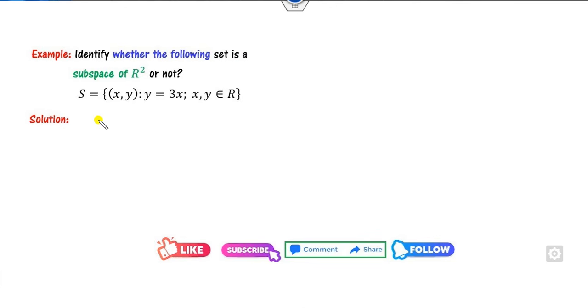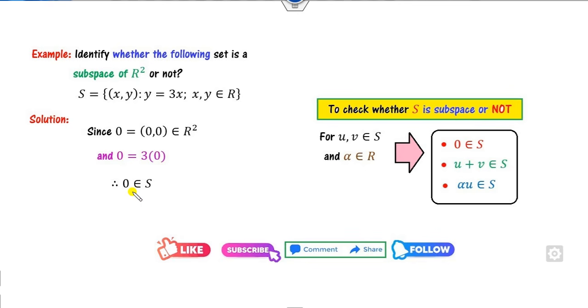Now, again, firstly you can choose 0, which is a part of the R2. Now y is 3 times x. Yes, it's satisfied. Fine. So therefore 0 is a part of S. Okay, now how can you prove that it's a subspace? Remember, alpha of u is also satisfied. There is no issue, because there is no counter example. I can choose any, because the pair is my x comma y.